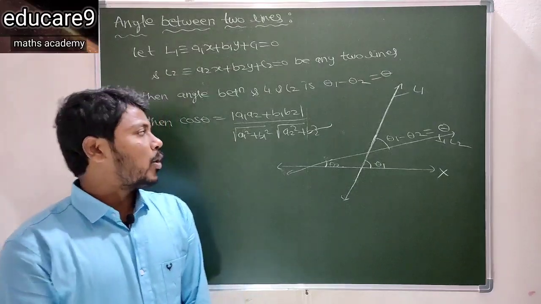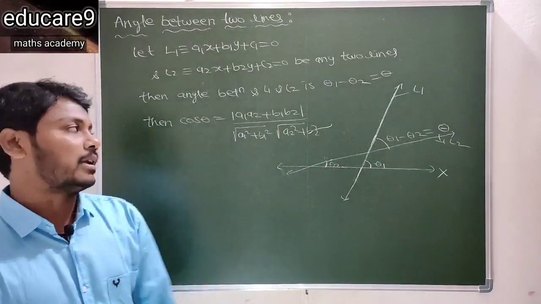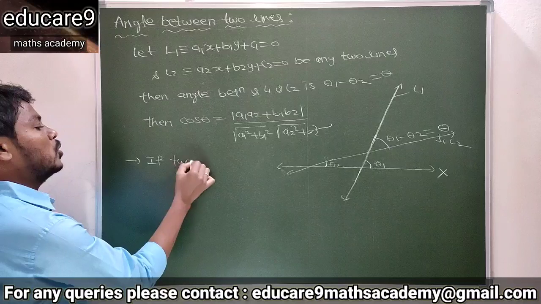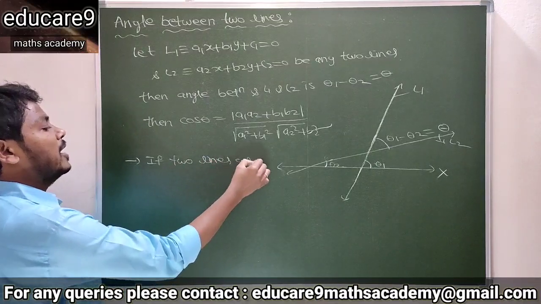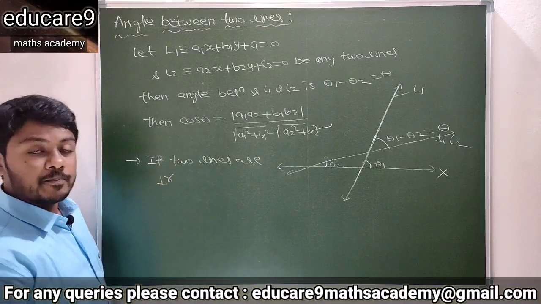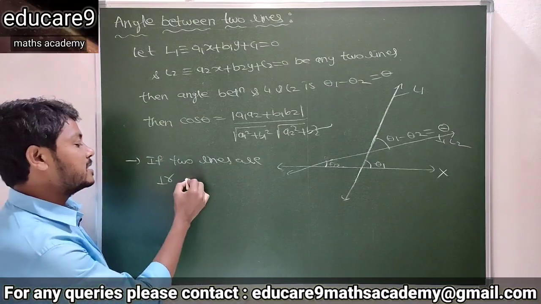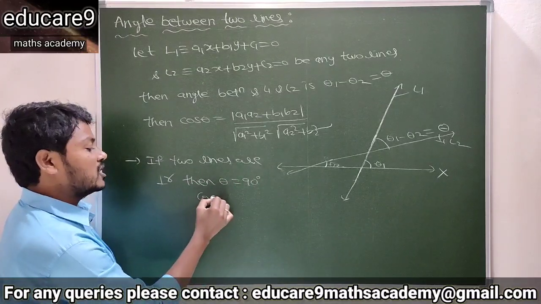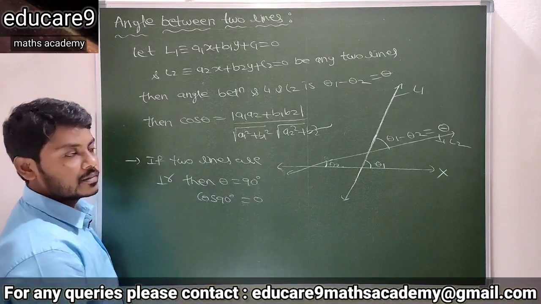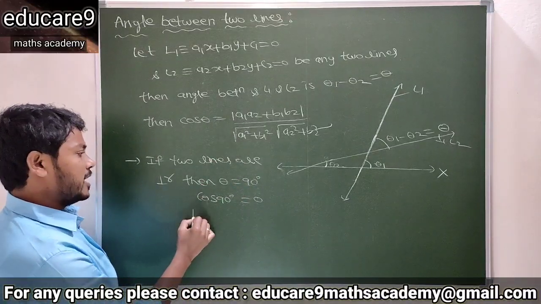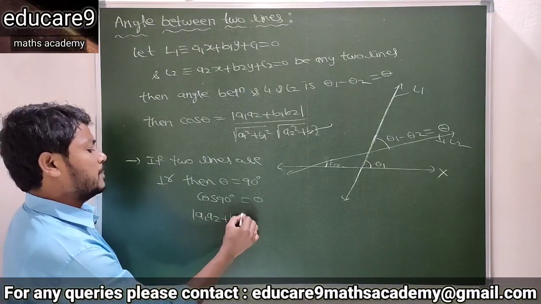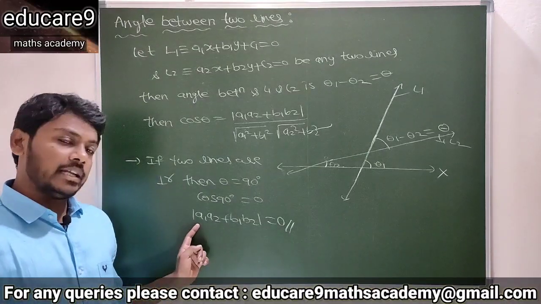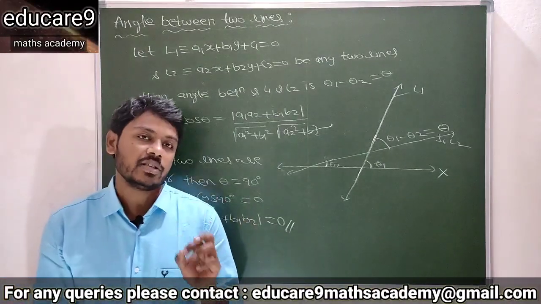Okay. So for example, if two lines are perpendicular, it means the angle between two lines is what? 90 degrees. So then theta is equal to 90. So cos 90 value is 0. So equate this to 0. So what you get? Mod A1 A2 plus B1 B2 is equal to 0. Okay. So if two lines are perpendicular, then what is the condition? A1 A2 plus B1 B2 is equal to 0.